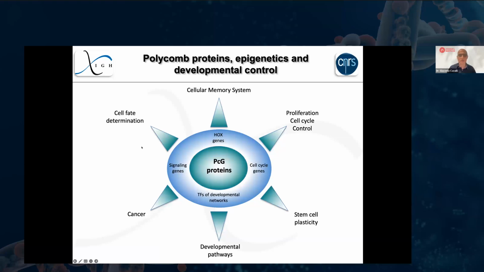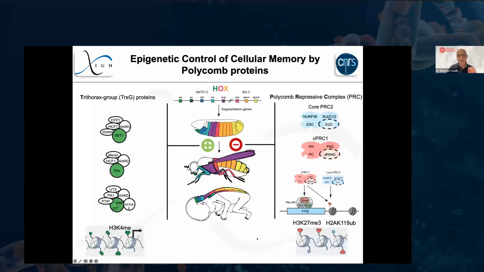including proliferation, cell fate, many developmental pathways, stem cell plasticity and differentiation. And when this is regulated, there are several diseases like cancer that come up. So one important point to keep in mind for these proteins is that once they start to bind to a gene, they have the capacity to maintain their pattern of binding and the silent state of the target gene.